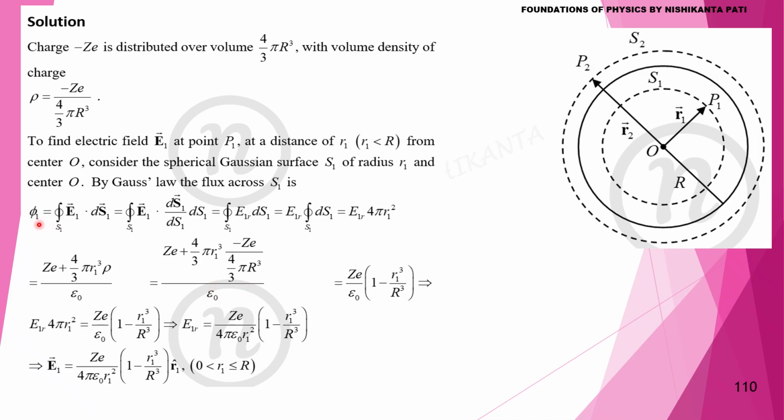Then the flux is this much, also this by epsilon 0. Then we can solve E1. And the E1 vector is multiplied with r1 cap. This formula is applicable for r1 from 0 to R.